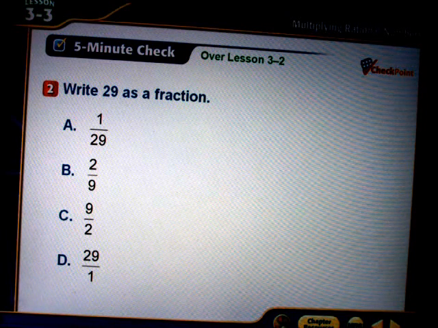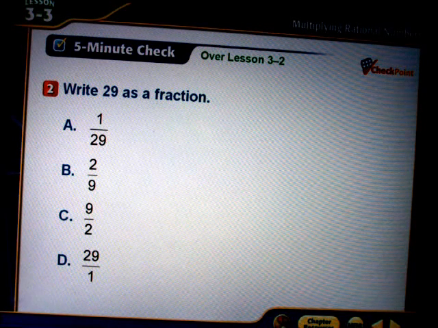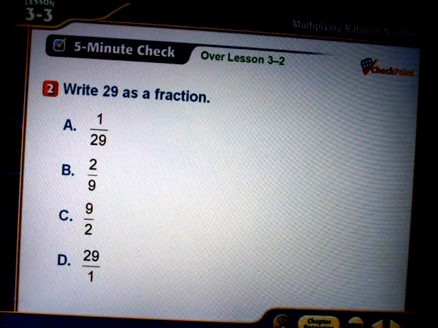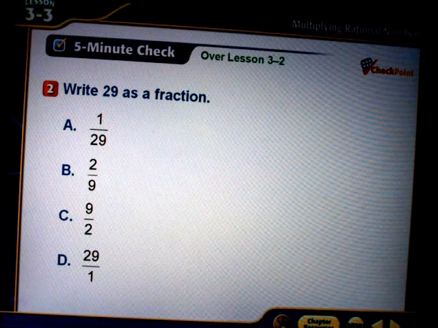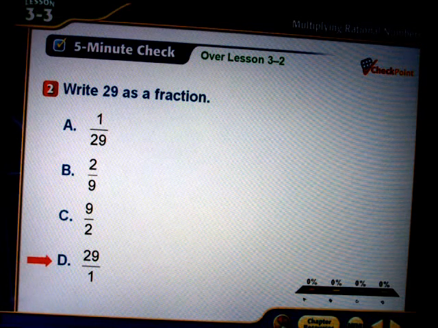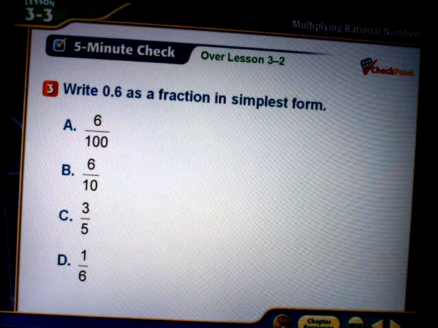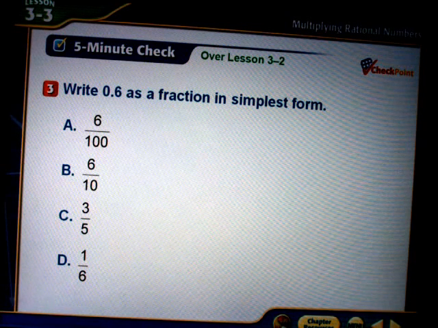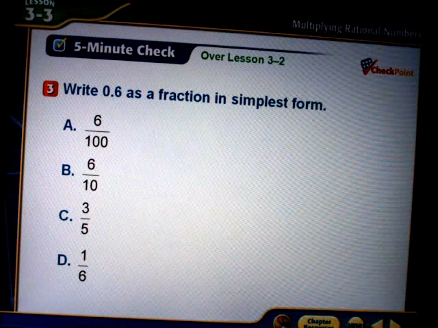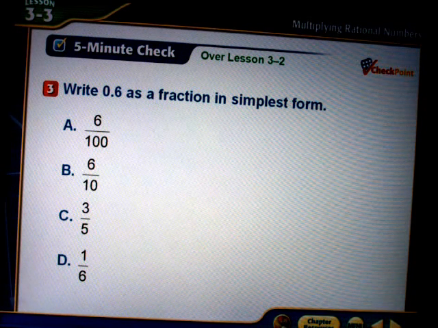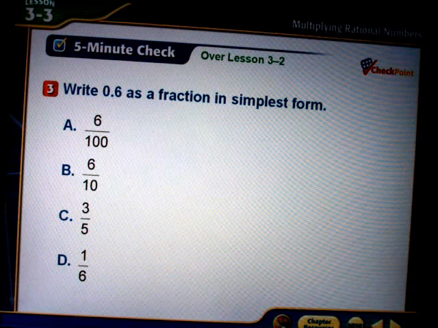So now write 29 as a fraction. Is it A, 1/29, B, 2/9, C, 9/2, or D, 29/1? And your answer is? Now write 6/10 as a fraction in simplest form. Is it A, 6/100, B, 6/10, C, 3/5, or D, 1/6? And your answer is?